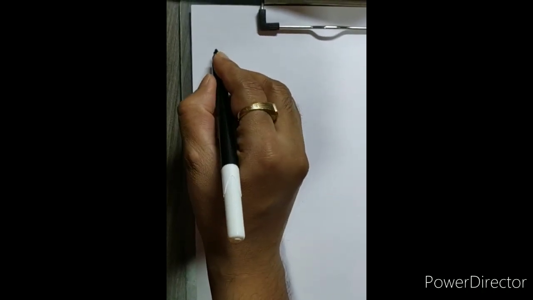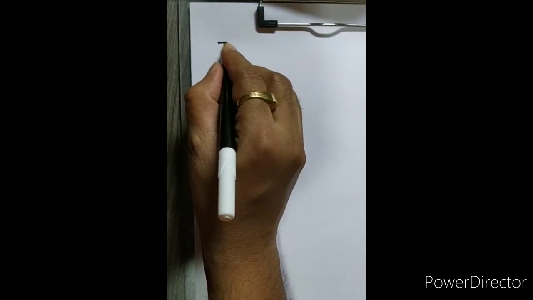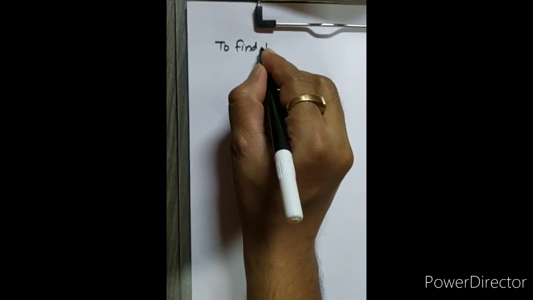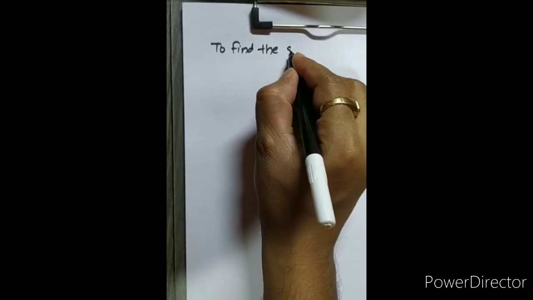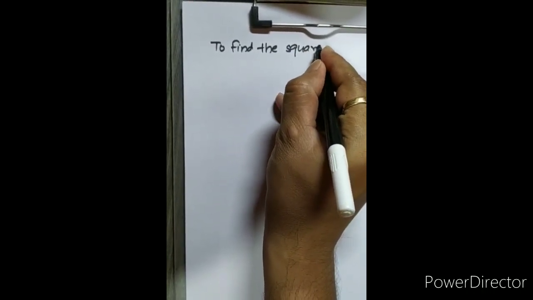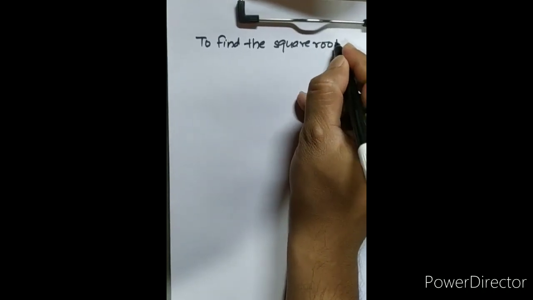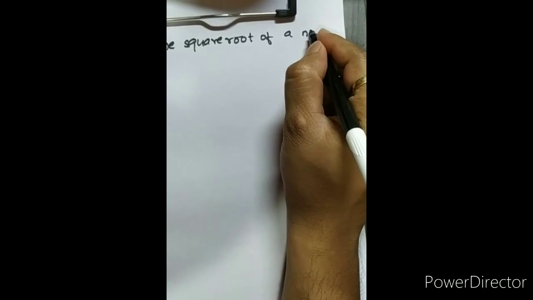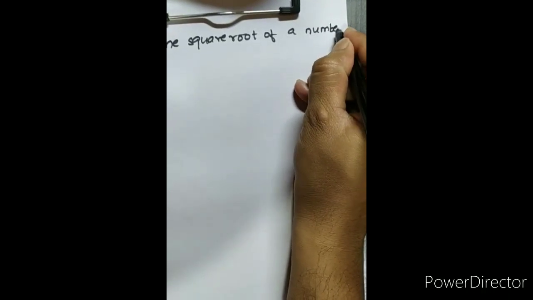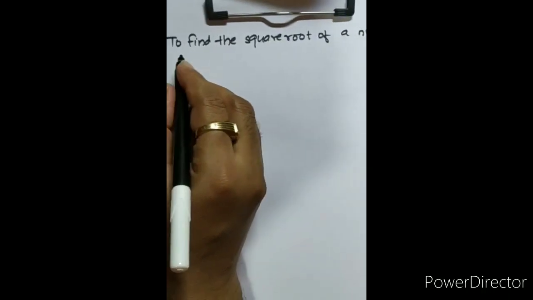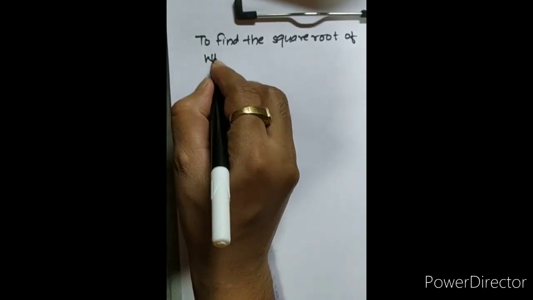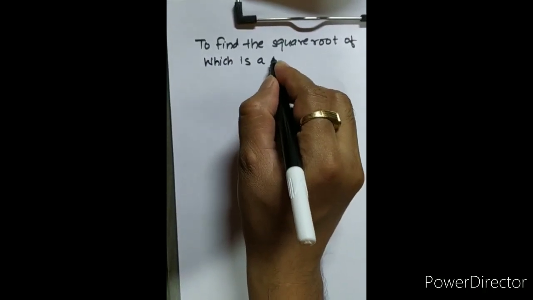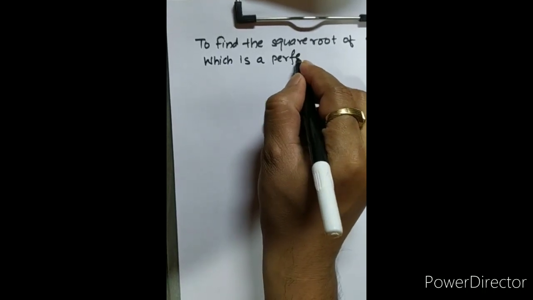So this trick is all about finding the square root of a number which is a perfect square.